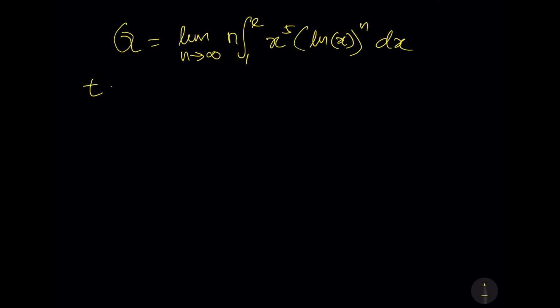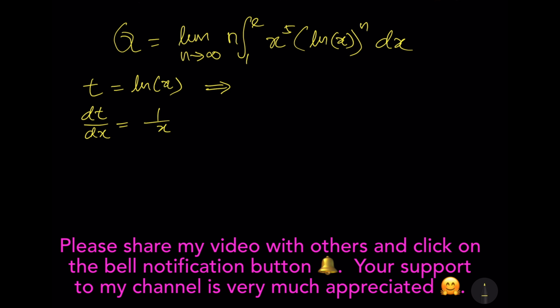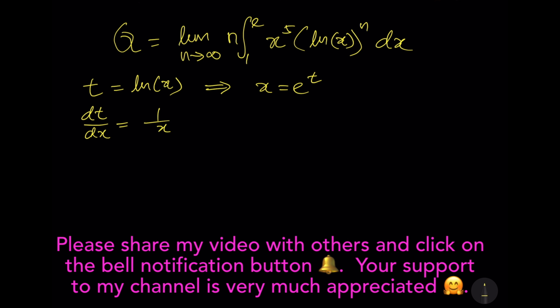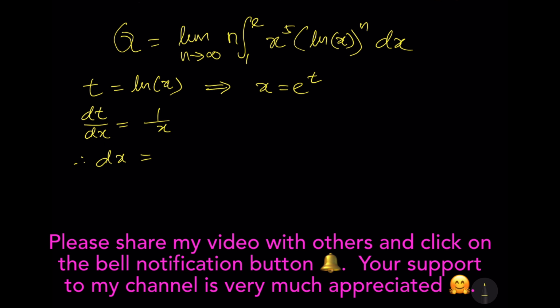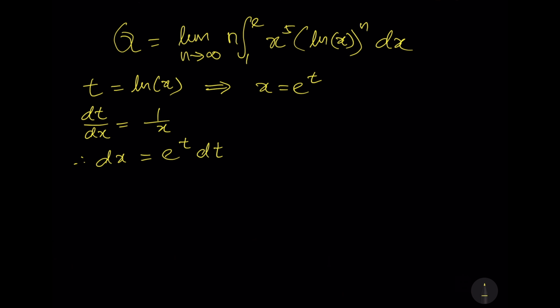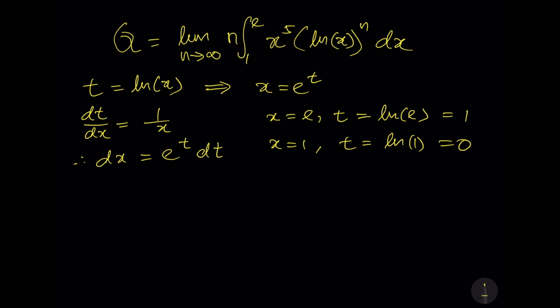Define t equals natural log x. dt over dx equals 1 over x. From t equals natural log x, we can get x equals e to the power t. Therefore, dx equals e to the power t dt. For the new integration bounds, when x equals e, t equals natural log e, which equals 1. When x equals 1, t equals natural log 1, which equals 0.